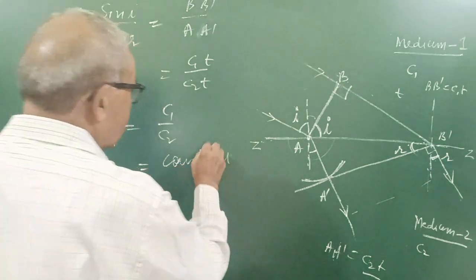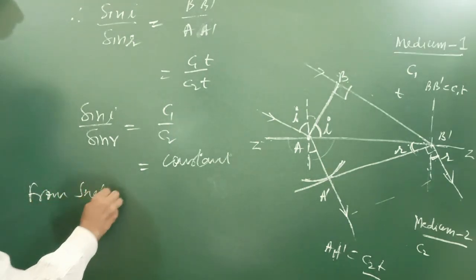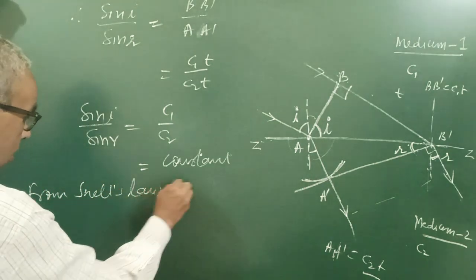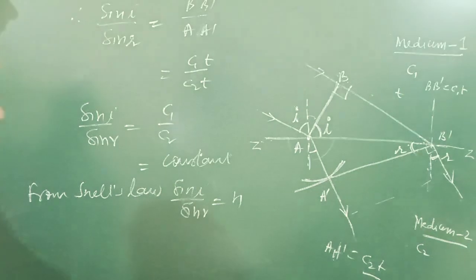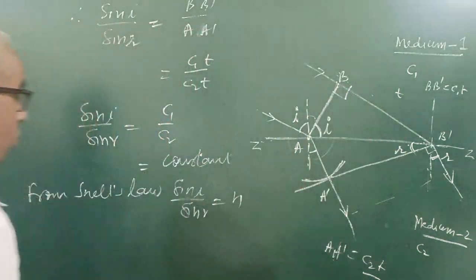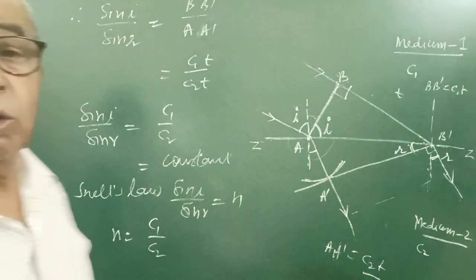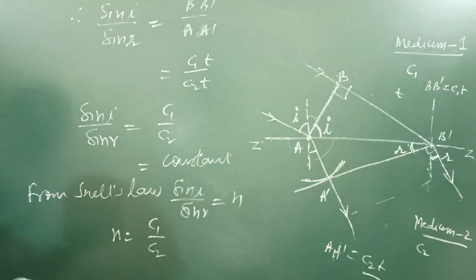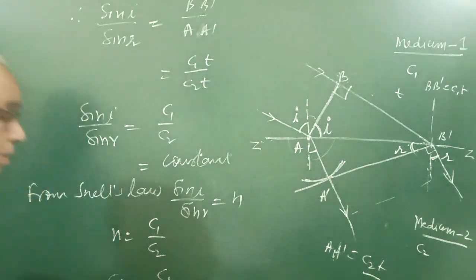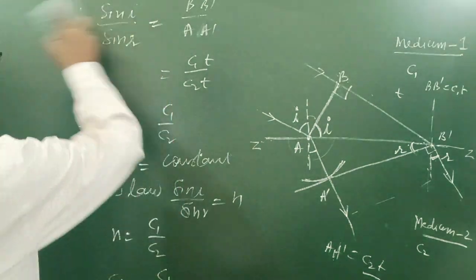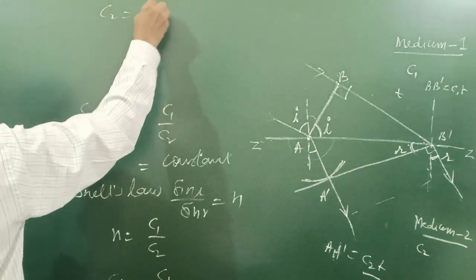And this constant, from Snell's law, sin I upon sin R is equal to an index of medium 2 with respect to 1. So n is equal to C1 upon C2. For glass, you know, index is more than 1.5. So C2 will be C1 upon n, so less than C1. So this is the prediction by Huygens theory that C2 is equal to C1 upon n.